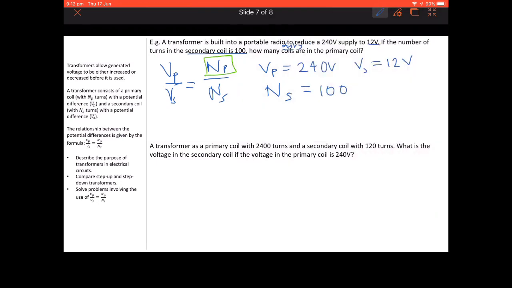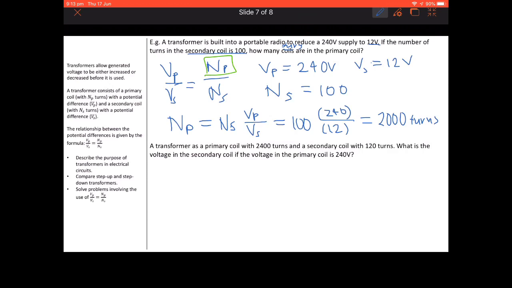To find this, we'll just rearrange the ratio, so we'll end up with Np is equal to Ns multiplied by Vp over Vs. That will be equal to 100 multiplied by 240 divided by 12, and we'll end up with 2,000. So there's 2,000 turns in the primary coil.